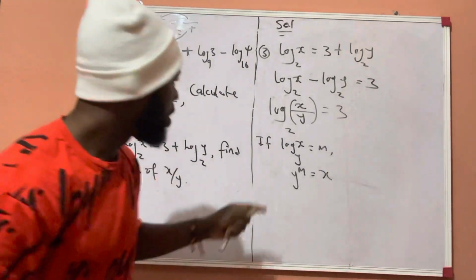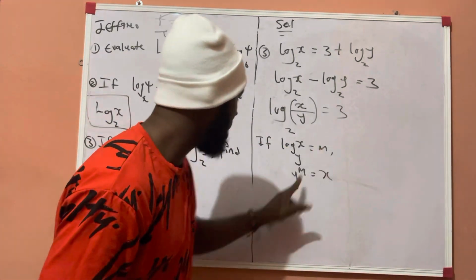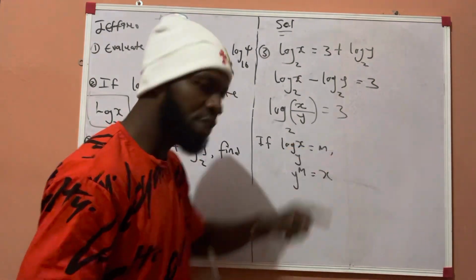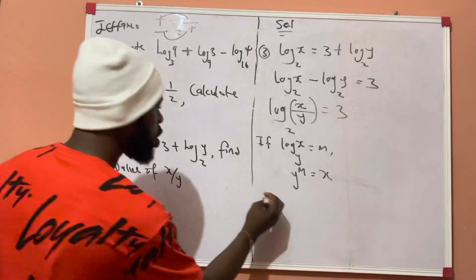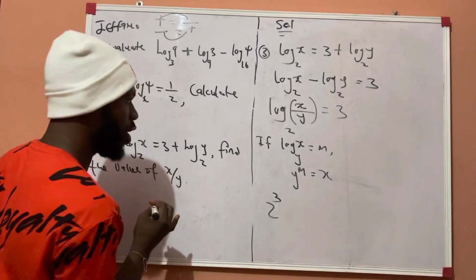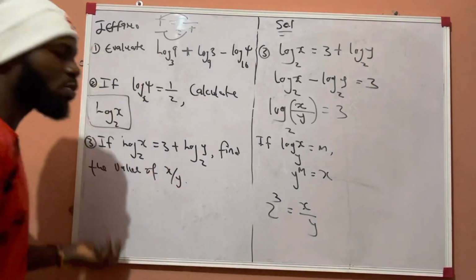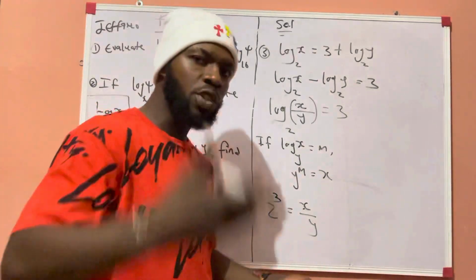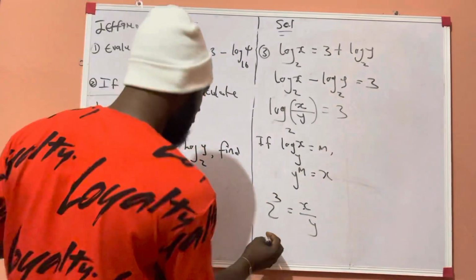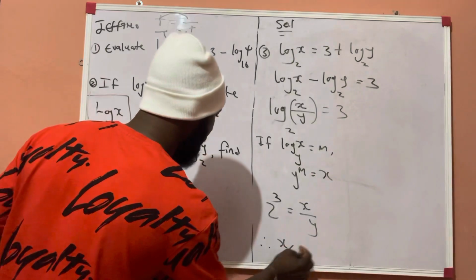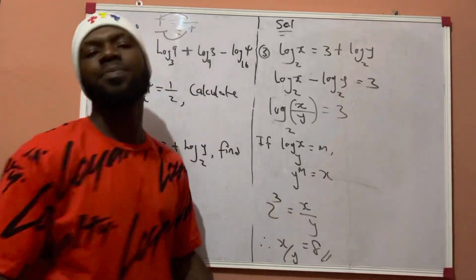Now, what will I do? It means just the way y carries n as a power, 2 will carry 3 as a power. So it becomes 2 raised to the power of 3 is equal to what comes here now? X over y. Class, what does 2 raised to the power of 3 mean? 2 times 2 times 2, and that is 8. Therefore, x over y is equal to 8.